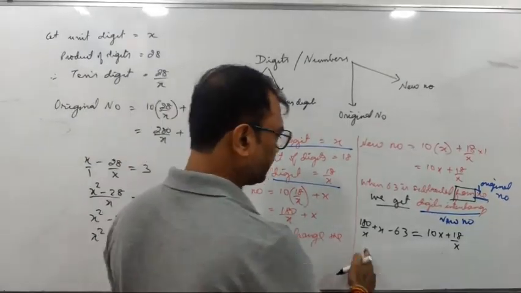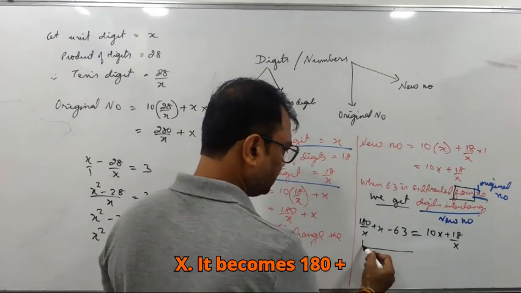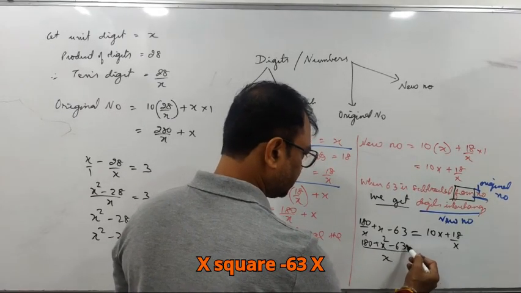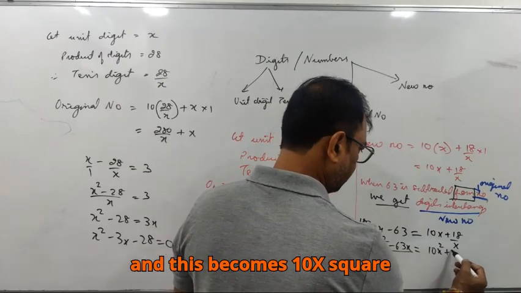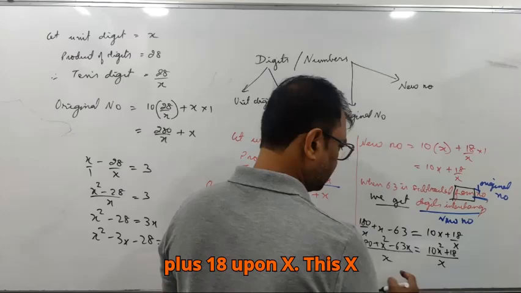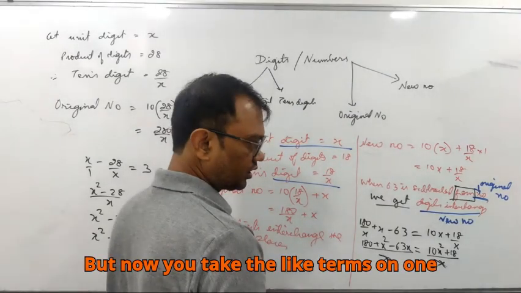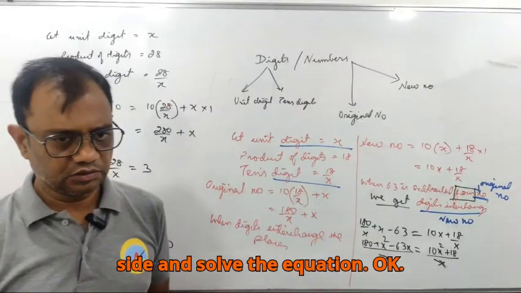So how will you make the equation? Take the LCM as x. So it becomes 180 plus x square minus 63x, and this becomes 10x square plus 18 upon x. This x goes in multiplication, so x gets cut. Now take the like terms on one side and solve the equation.